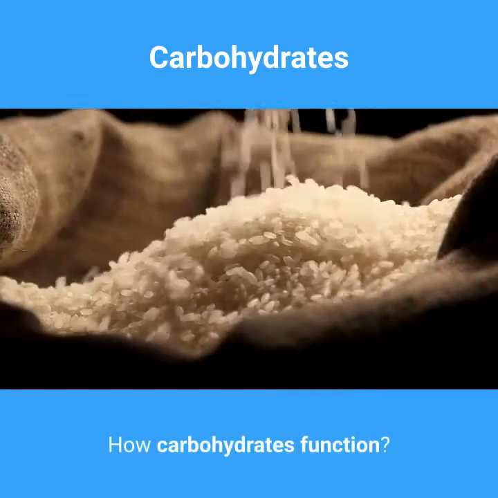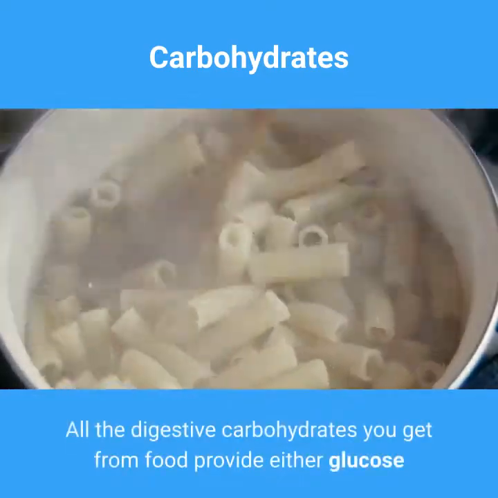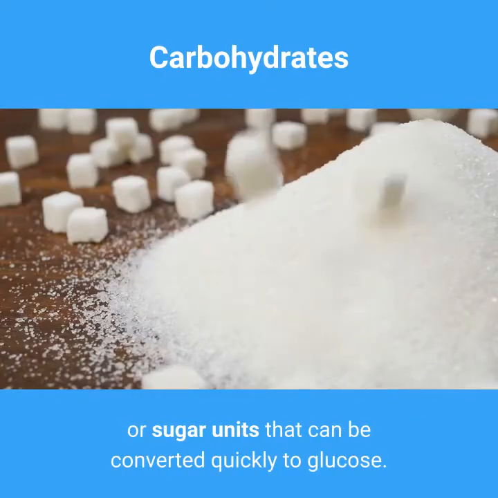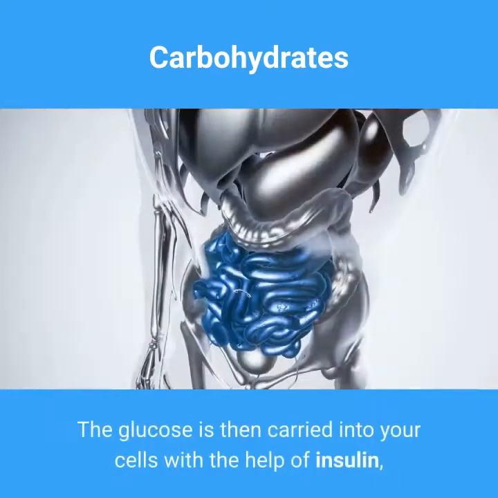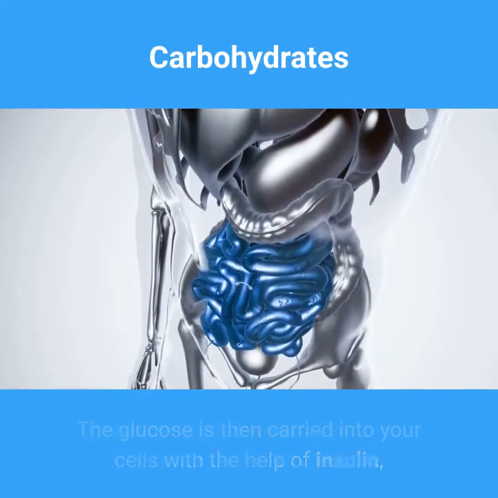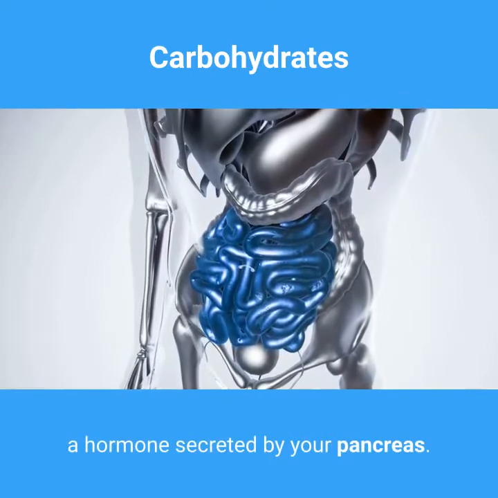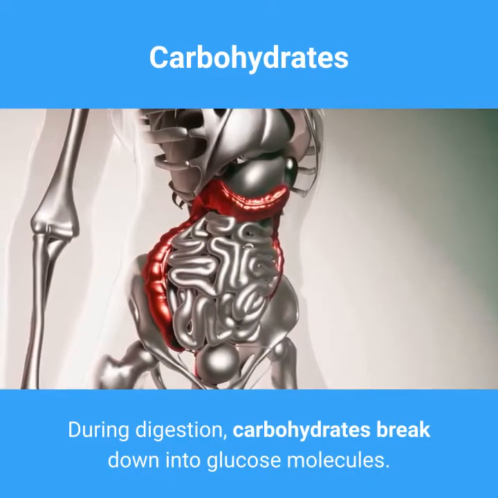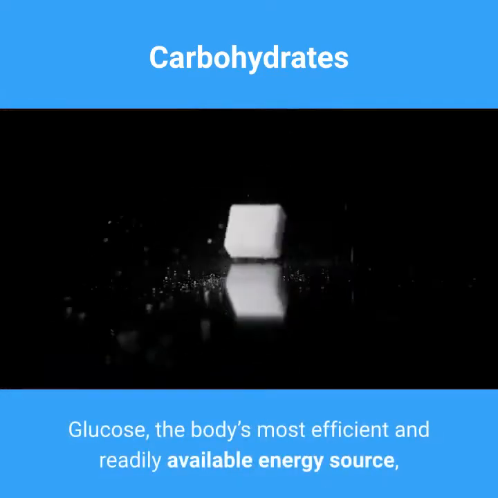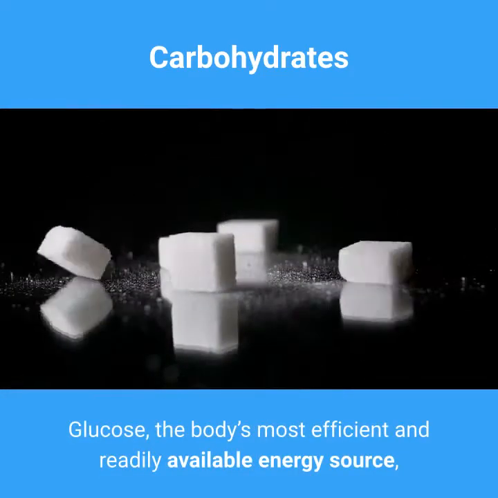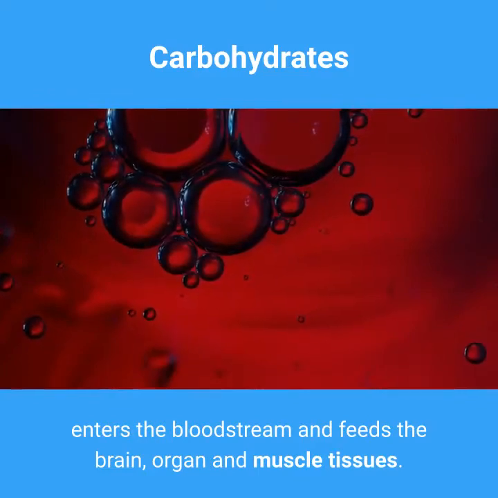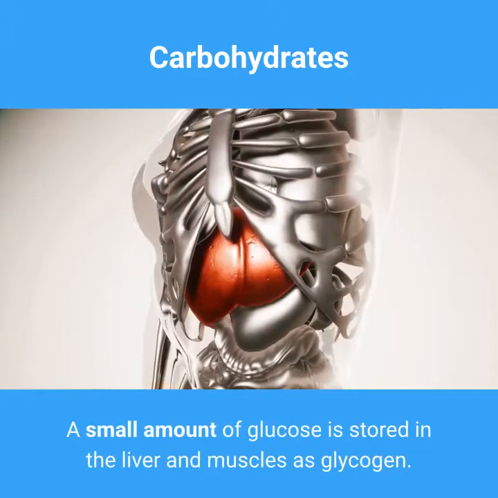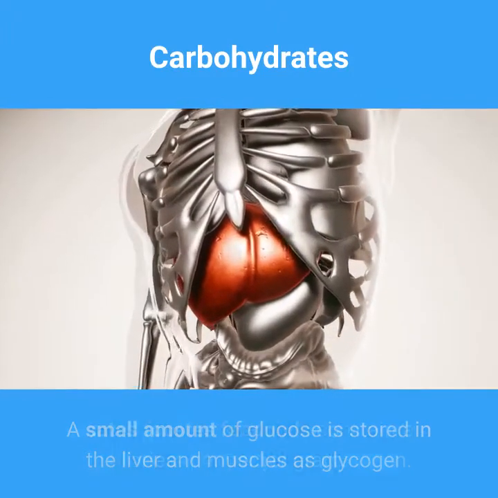How do carbohydrates function? All the digestible carbohydrates you get from food provide either glucose or sugar units that can be converted quickly to glucose. The glucose is then carried into your cells with the help of insulin, a hormone secreted by your pancreas. During digestion, carbohydrates break down into glucose molecules. Glucose, the body's most efficient and readily available energy source, enters the bloodstream and feeds the brain, organ and muscle tissues. A small amount of glucose is stored in the liver and muscles as glycogen.